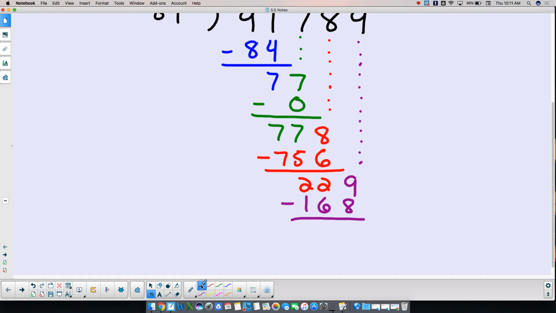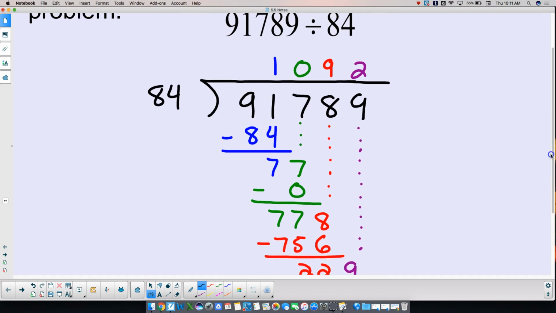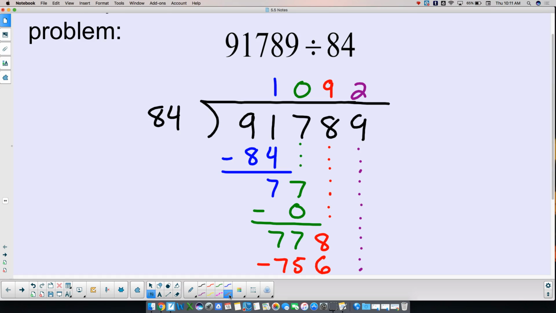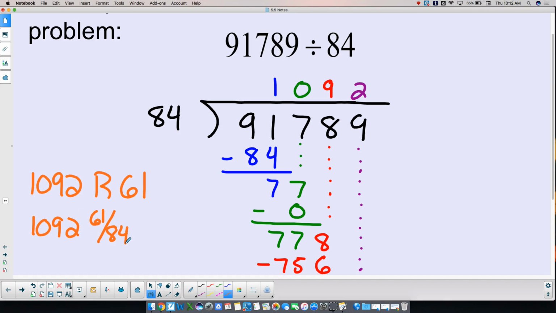61? Okay. So this is 1,092 with a remainder of 61 would be an answer. 1,092 and 61/84 would be an answer. Right?